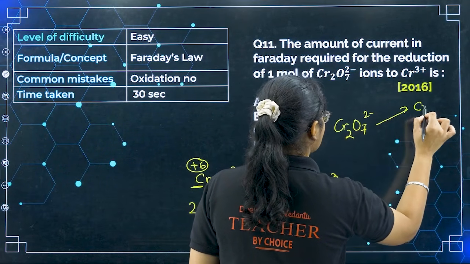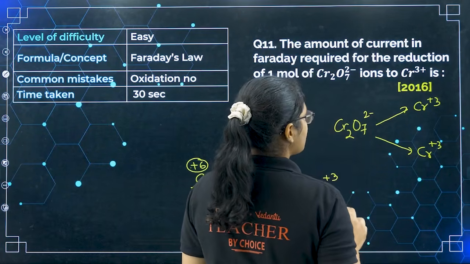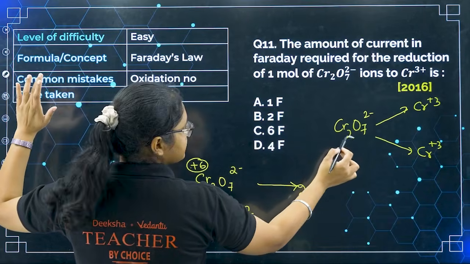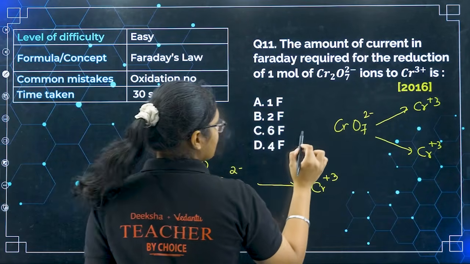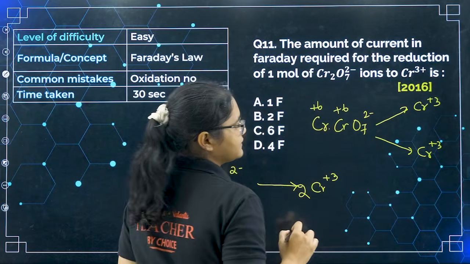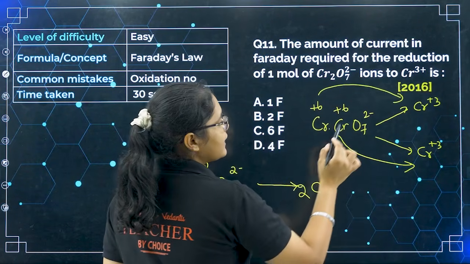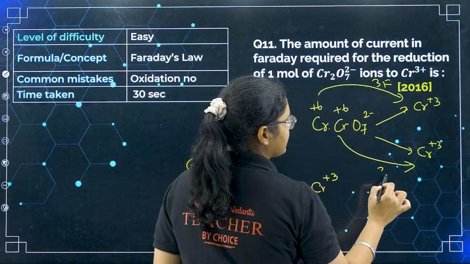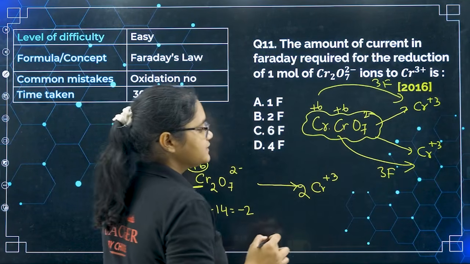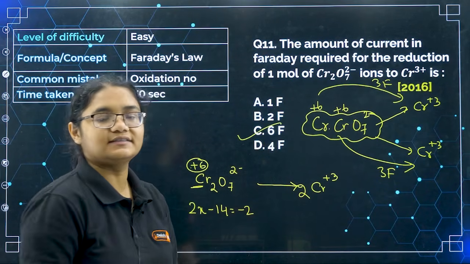It is giving you 2 Cr3+. Okay, and here can I write like this? Just like this. Here this Cr is in plus 6, this is also in plus 6. So 1 plus 6 to plus 3, 1 plus 6 to plus 3. Here I required 3 Faraday, here I required 3 Faraday. So in 1 mole of Cr2O7 2 minus, I will require 6 Faradays. So that is option number C here.